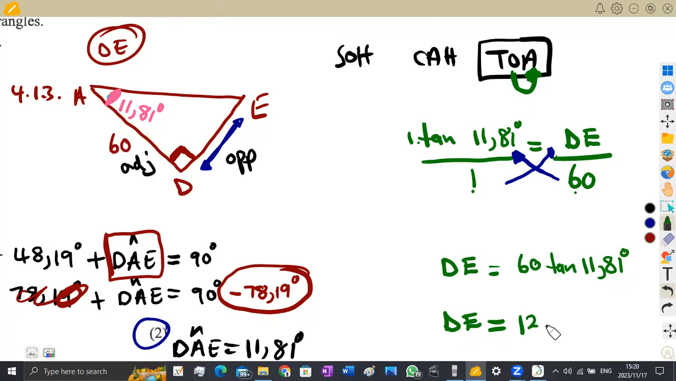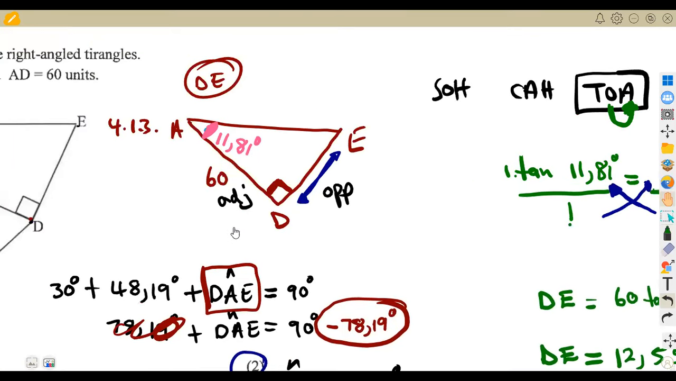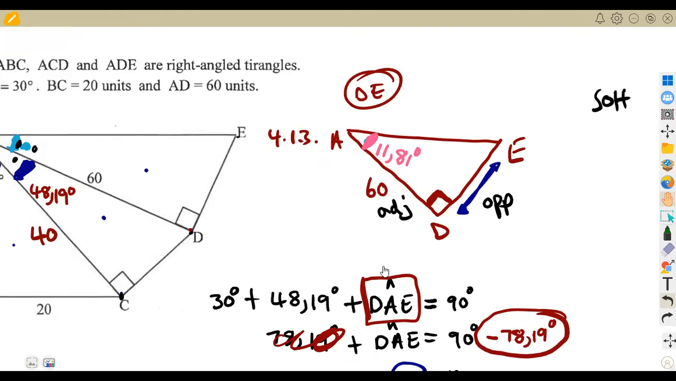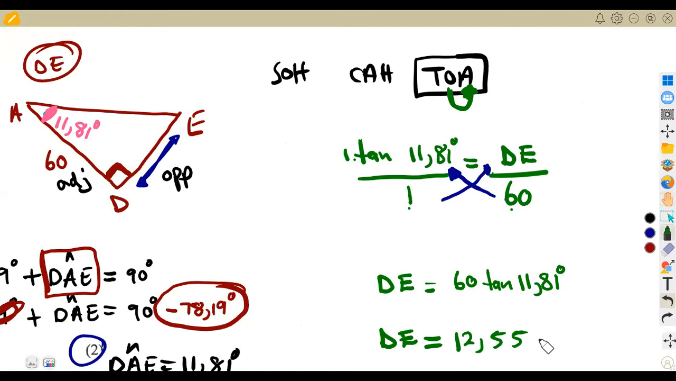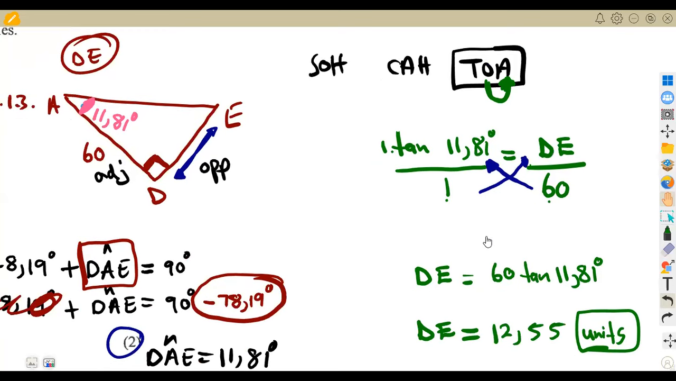So this is 12,55, like these units, all right? So it depends with the units that you're given. If you're given in meters, you write in meters. If you're given in centimeters, so there they just gave us as units. So you're going to write this dA as 12,55 units. All right. So that is what you're given. So that is how you calculate these typical questions.